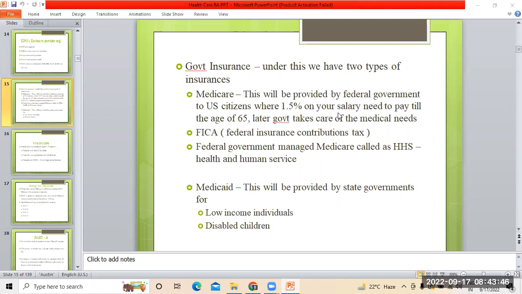I think there are a couple of questions today. A lot of questions are there. So the Medicaid and Medicare difference is what I have just told you. I think Vishnu, you can go back through it. Medicare is taken care of by the federal government, Medicaid is taken care of by the state government. That's the difference.